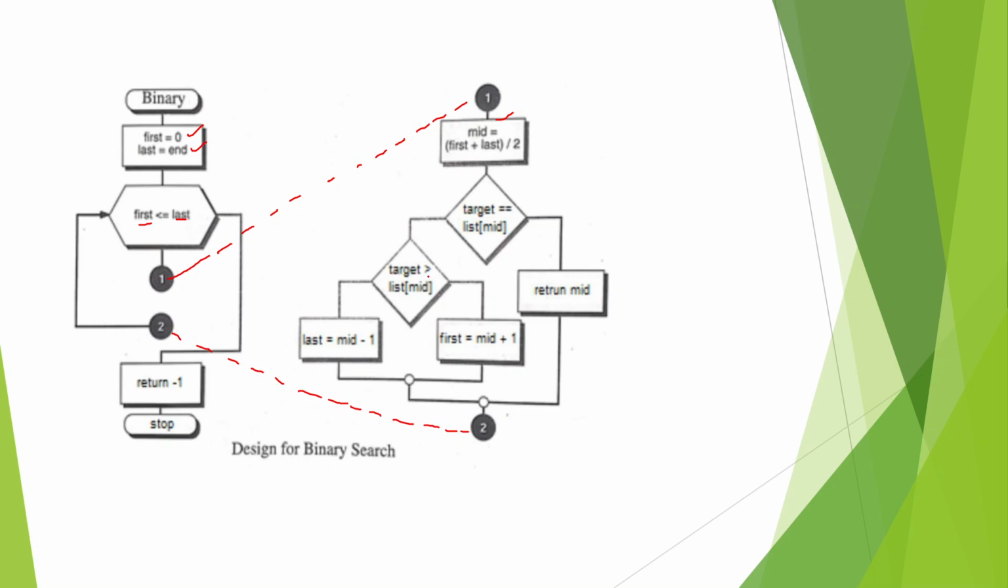Otherwise, target greater than list of mid. Okay, now if it is, find the new first; if it is not, find the new last. Again, after finding new first, new last, go for new mid. ఇదే ప్రాసెస్ రిపీట్ అవుతూ ఉంటుందమ్మా. అక్కడ నేను ఏదైతే ఎక్స్ప్లెయిన్ చేశానో ఈ ఫ్లో చార్ట్ లో మీకు క్లియర్ గా వాళ్ళు డెమాన్స్ట్రేట్ చేశారు.